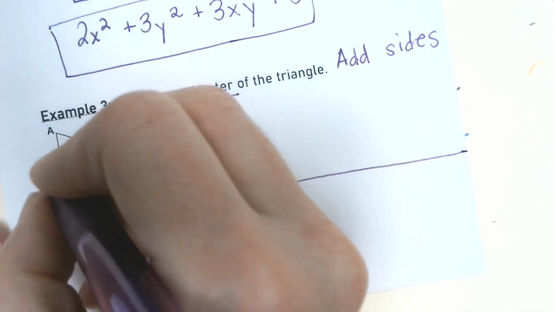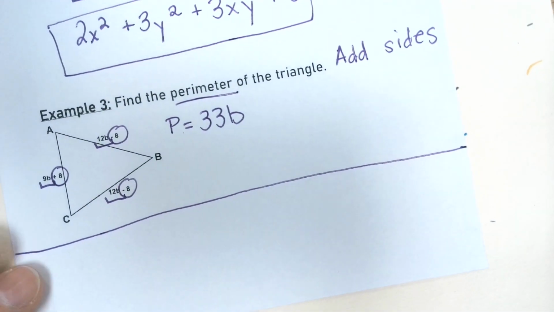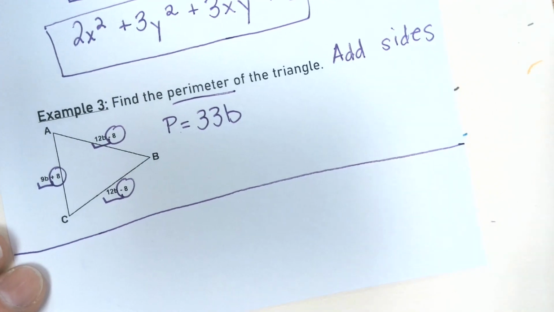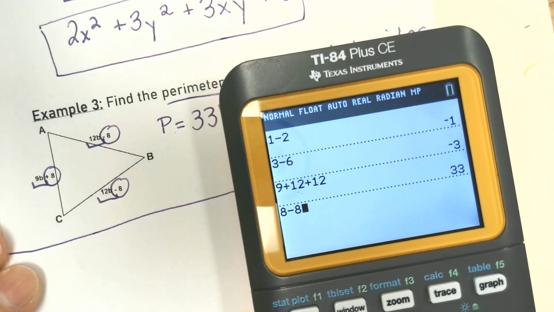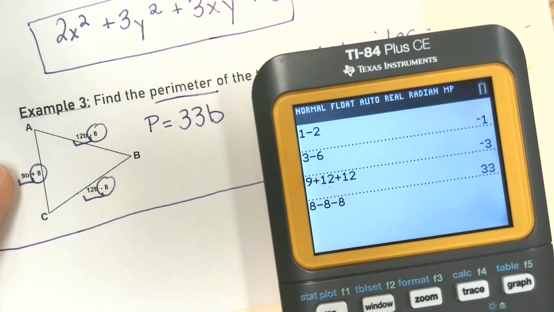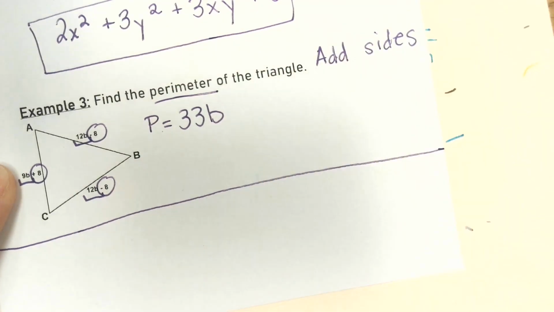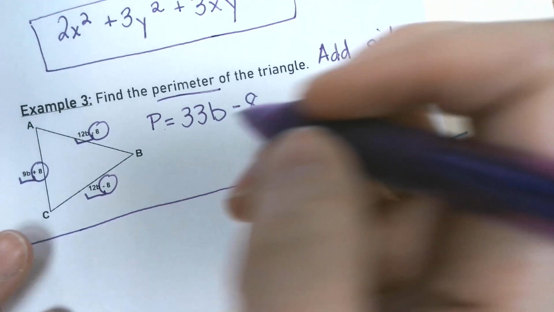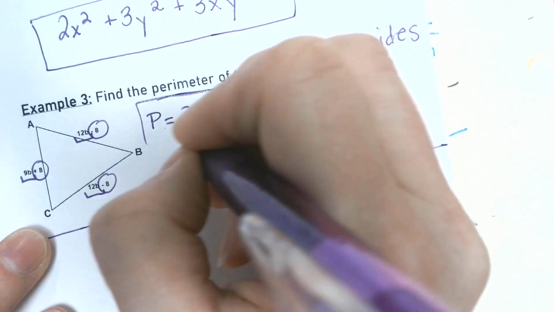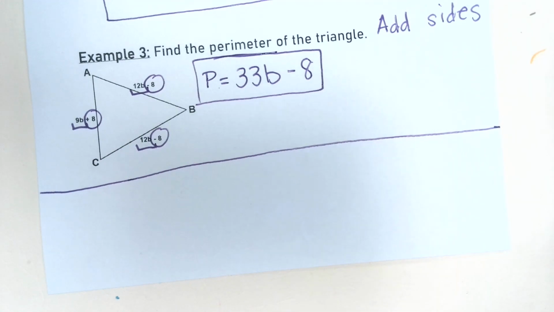And then we have constants. Go ahead and circle those constants. So we have 8 minus 8 minus 8. So we have a positive 8 and then 2 negative 8s. Negative 8. Let me just look and see, do we have to do anything else? Nope. That is it. So the perimeter of a triangle is pretty simple.